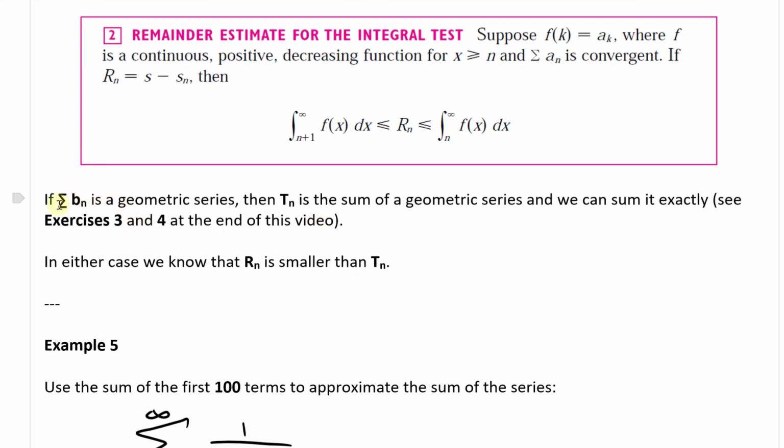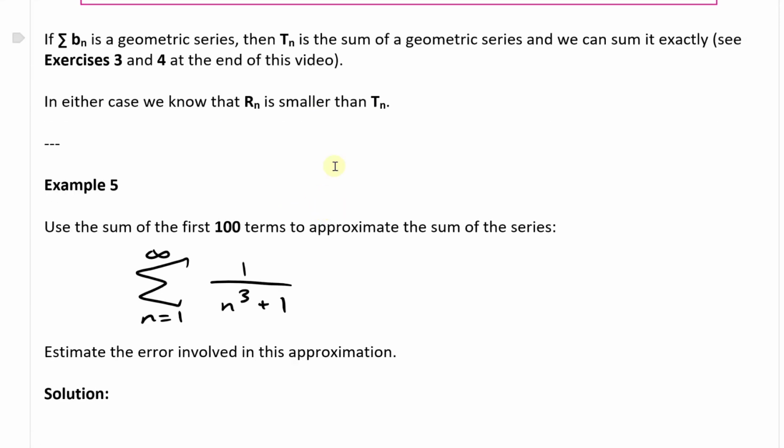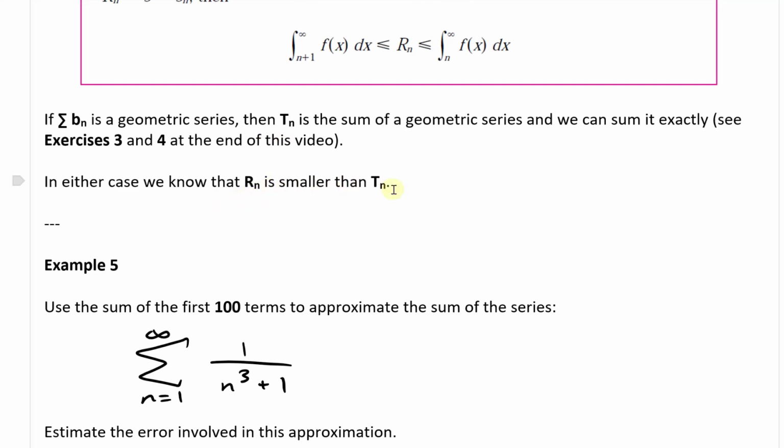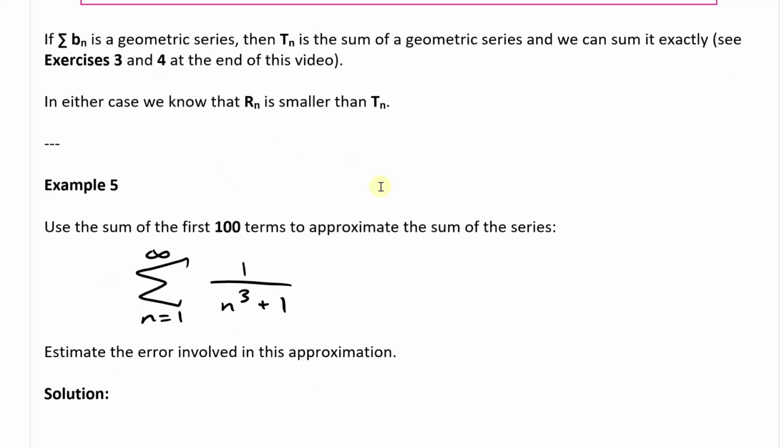So if the series Bn is a geometric series as opposed to a p-series, then Tn is the sum of a geometric series, and we can sum it exactly, because remember, the sum of a convergent geometric series is a over 1 minus r. See exercises 3 and 4 at the end of this video, where I go over finding it using geometric series. So in either case, we know that Rn is smaller than Tn. Let's look at example 5 to illustrate this.